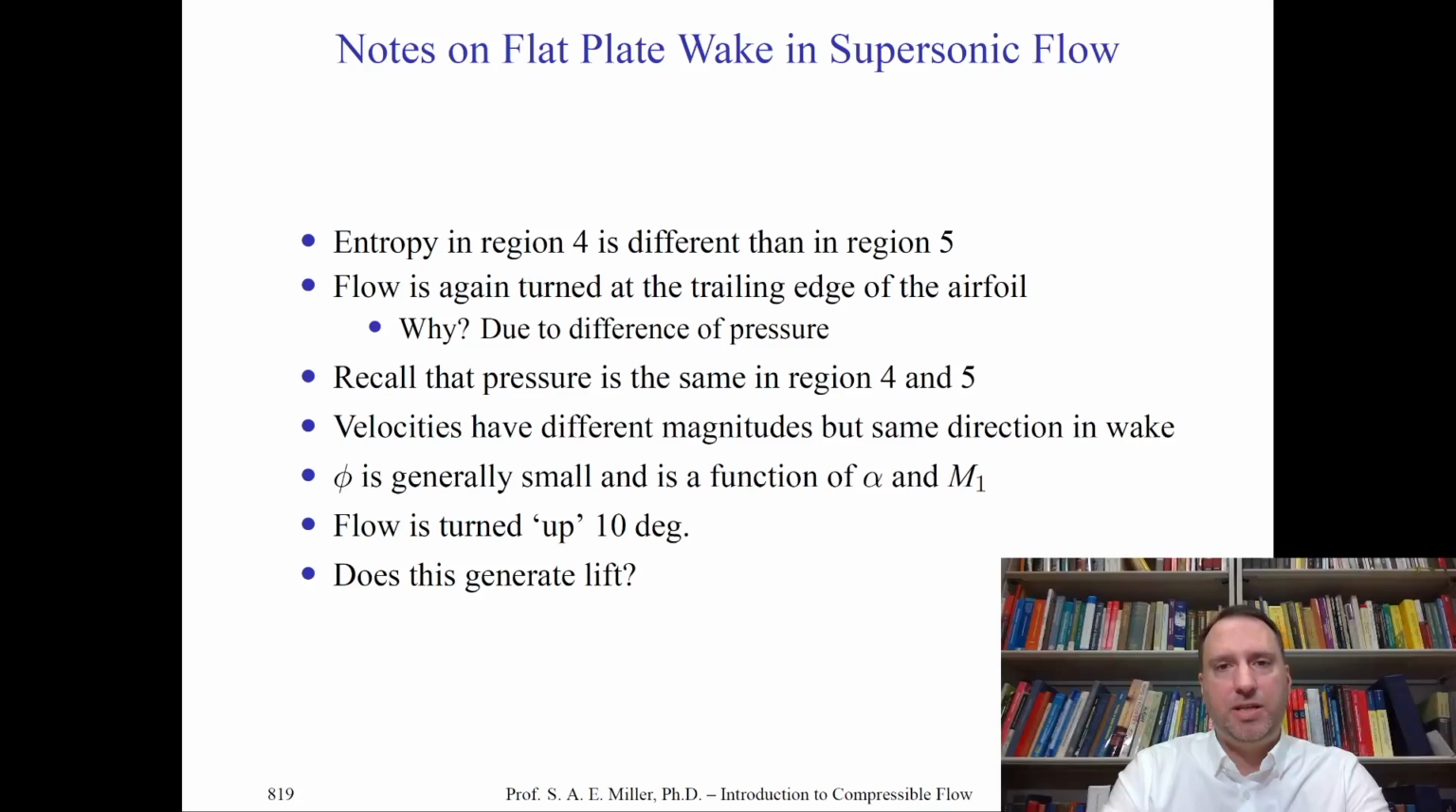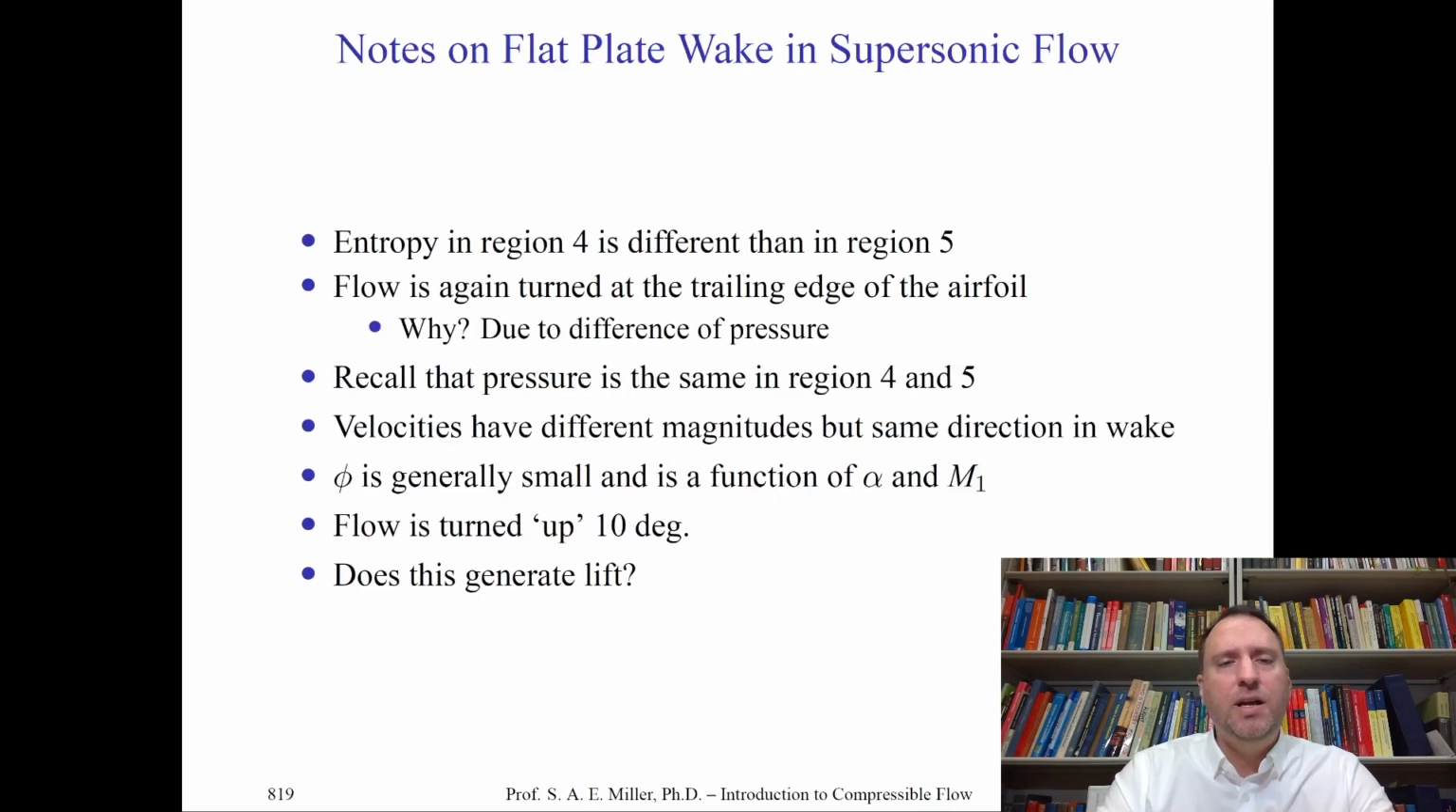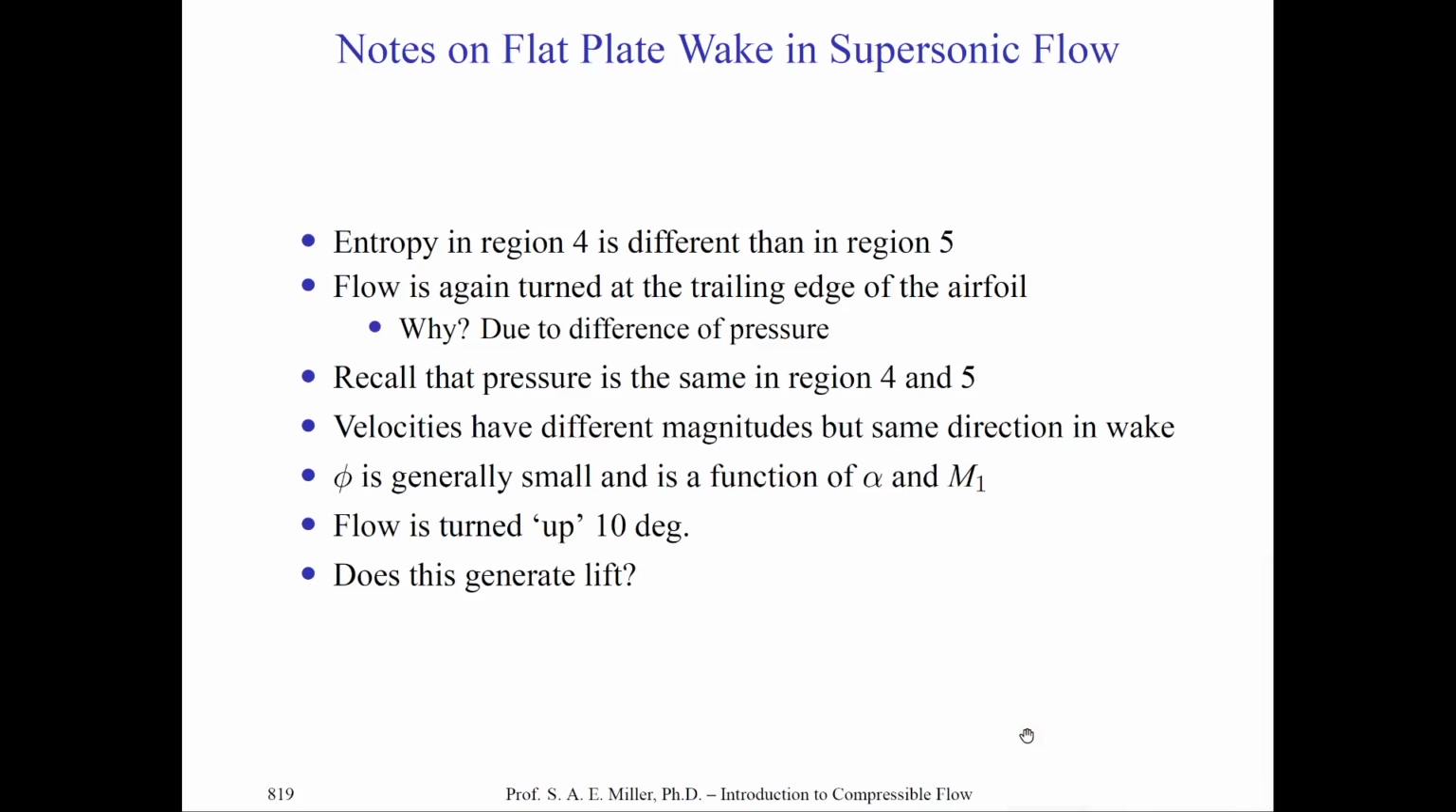Now, let's make some interesting notes on the problem we just analyzed. You'll notice that the entropy in region 4 is indeed different from the entropy in region 5 in the wake of the vehicle, as I mentioned before. So after the flow turns through the final shock and expansion at the trailing edge, we will have a different direction. This is due to a difference in pressure, which must equalize, which causes the flow to divert. This pressure, indeed, is the same in regions 4 and 5, because, of course, we need parallel streamlines in the theory we developed. And we generally see this in reality.